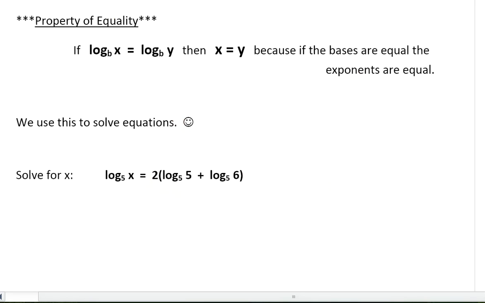Second part of 8.6. Now we're getting into solving log equations. We're going to learn three different methods. And the first of these methods, we're going to use the property of equality.